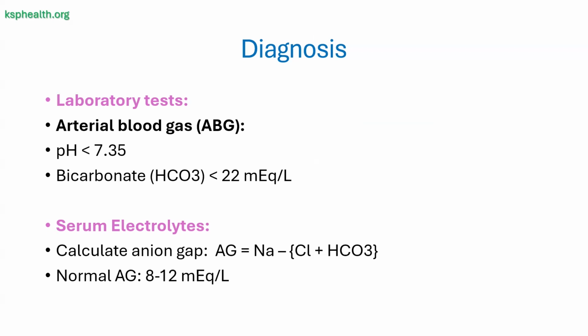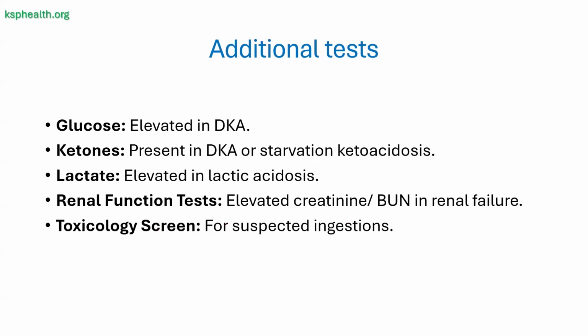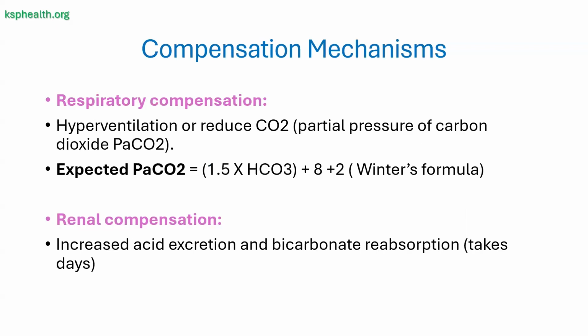Serum electrolytes, calculate anion gap. Anion gap is equal to sodium minus chloride plus bicarbonate together. But most of the time, our chemical profile will report the anion gap. Normal anion gap, as you know, is 8 to 12 milliequivalents per liter. Additional tests: one should check glucose, which will identify diabetic ketoacidosis, ketones for DKA and starvation ketoacidosis, lactate for lactic acidosis, renal function tests to check for renal failure, and a toxicology screen for suspected ingestions.